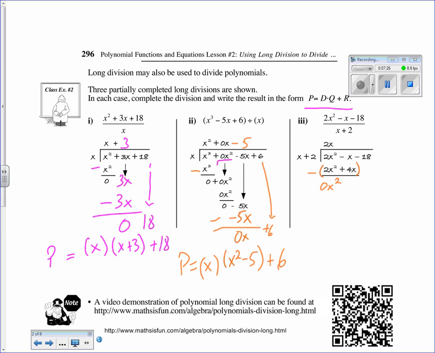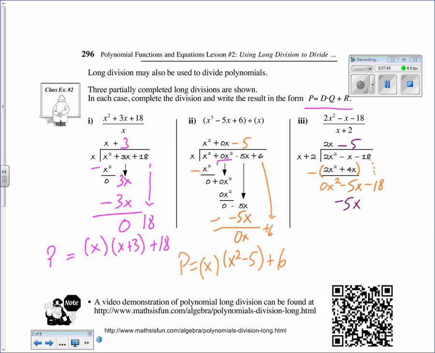Negative x minus 4x is minus 5x. And then I bring down that next term, which is a minus 18. And now I ask myself the question, what do I need in the quotient portion? So something times x is 5x. That's minus 5. Minus 5 times x is minus 5x.